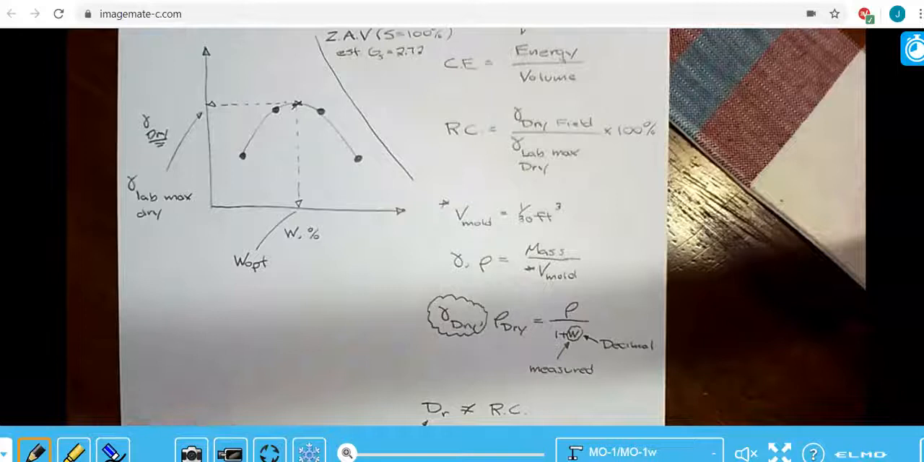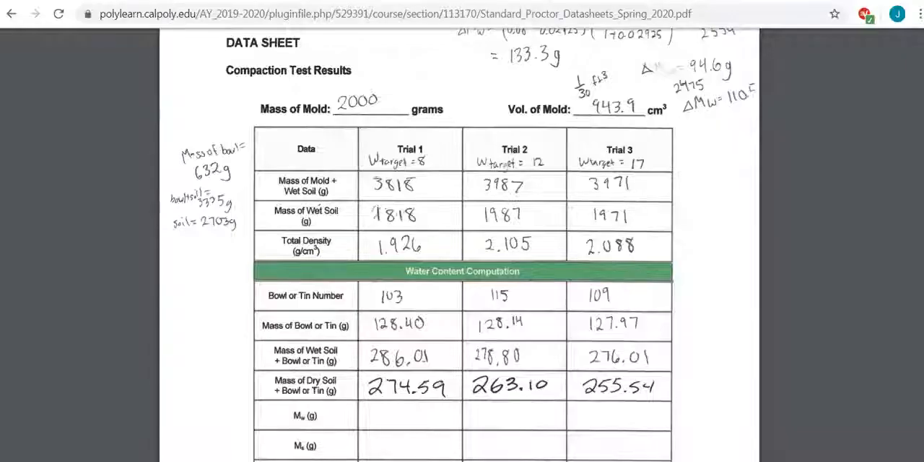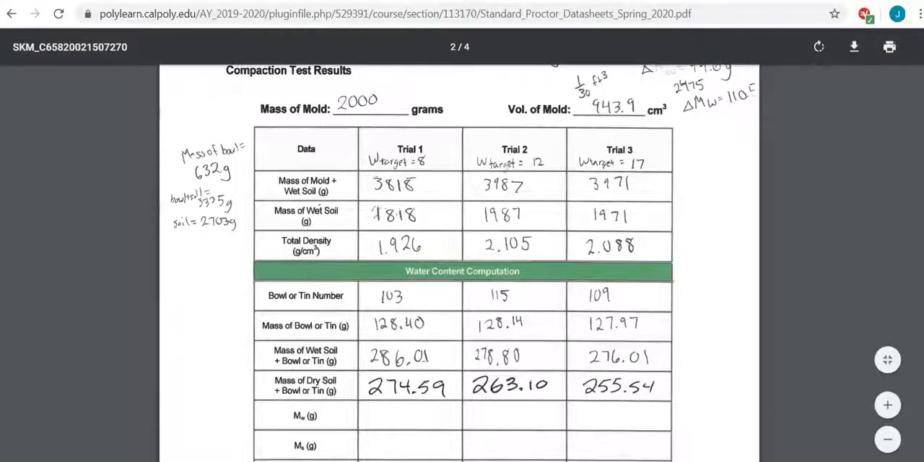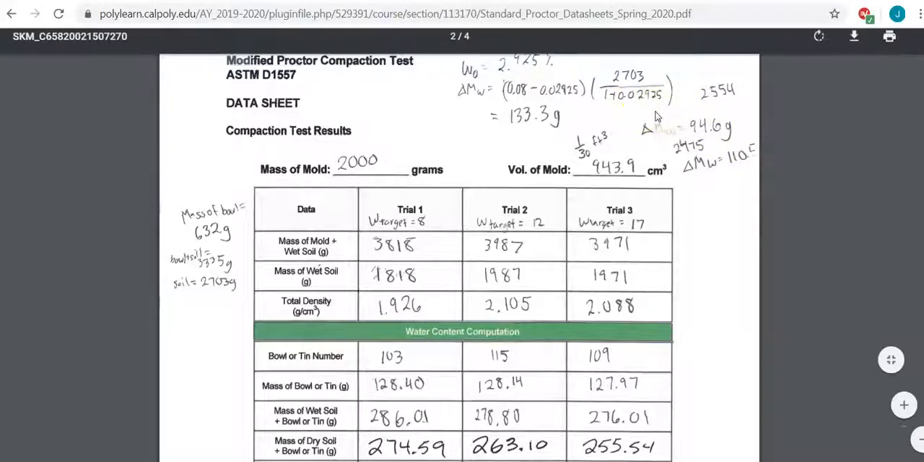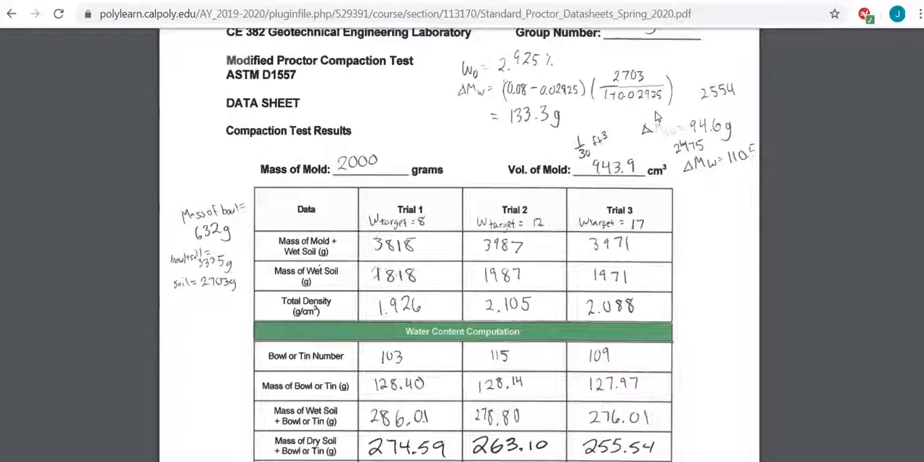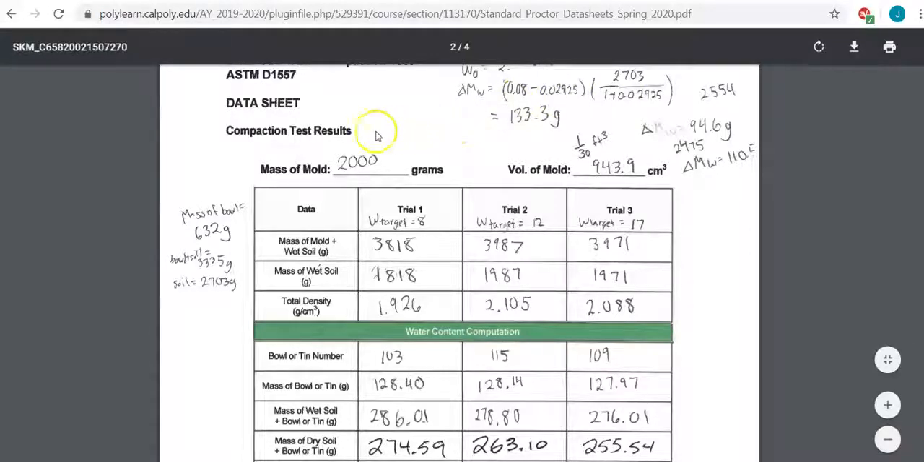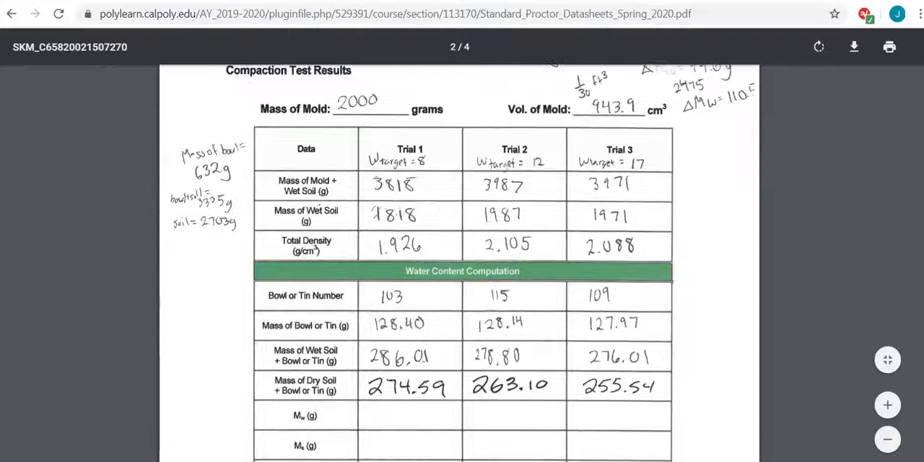Okay, so let's go back to the data. You're going to use all the data, and this is just one of the data sheets here. There's some extra scribbles on these. These are just data sheets from students, so just ignore all that stuff. The important thing, we have two parts of the data sheet. This first portion up here is used to calculate, in this one in terms of density, the total density, and then the bottom part is used to calculate the water content.